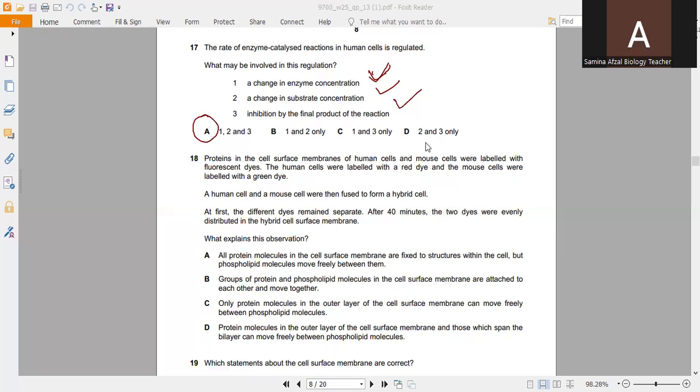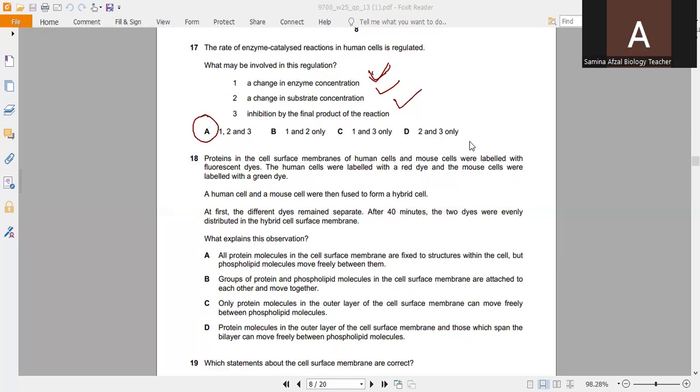Now question number 18. Proteins in the cell surface membrane of human cells and mouse cells were labeled with fluorescent dyes. The human cells were labeled with a red dye, and the mouse cells were labeled with a green dye.